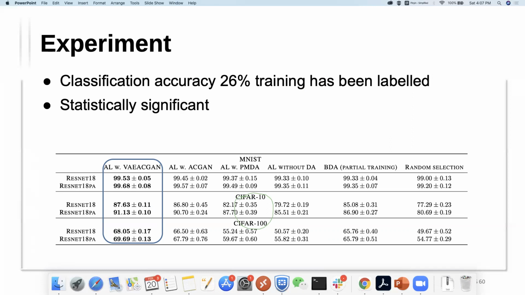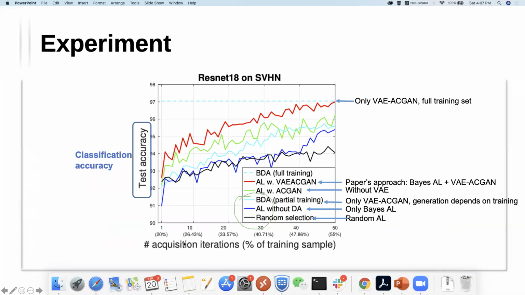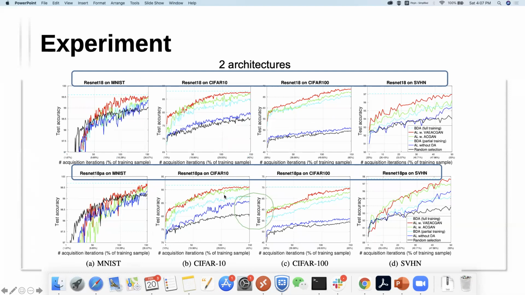What do you mean by the first sentence? Classification accuracy, yeah. 26% of training has been labeled. What do you mean by this sentence? Oh, it's like here you have the percentage of training samples sent by the model, right? So now I take a time slice at 26%, which is maybe around here, around here for different data sets. Then I look at, yeah. Okay.